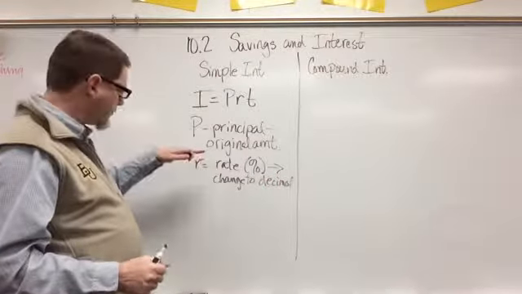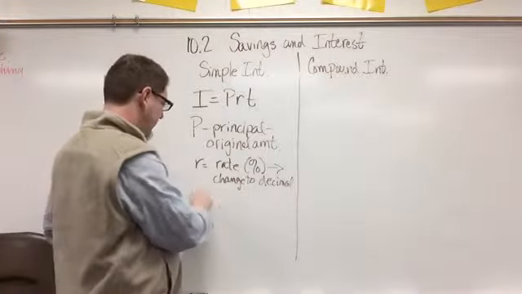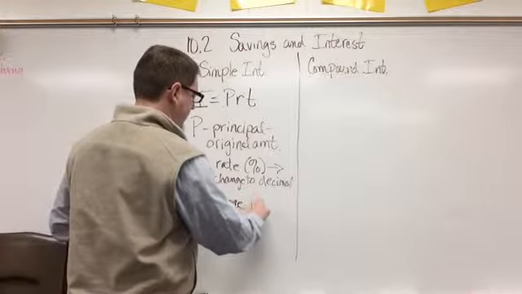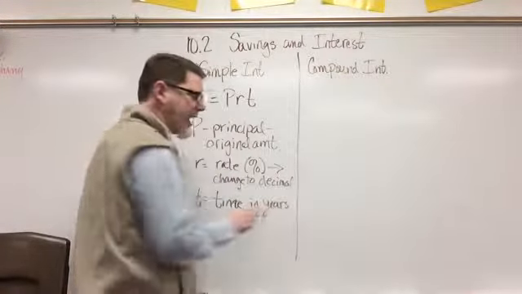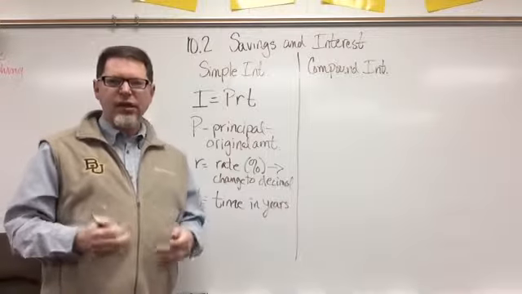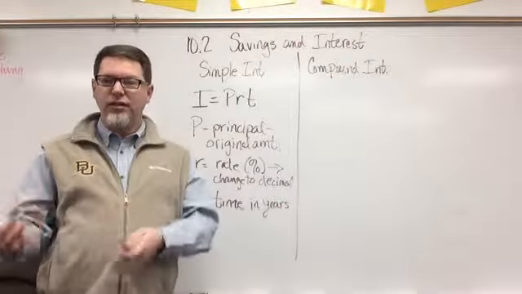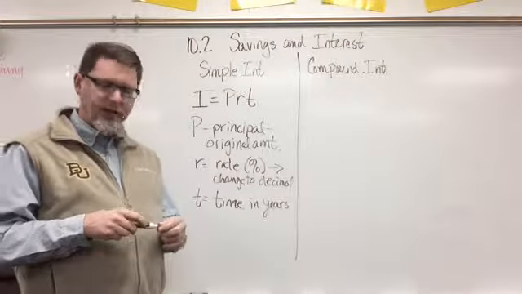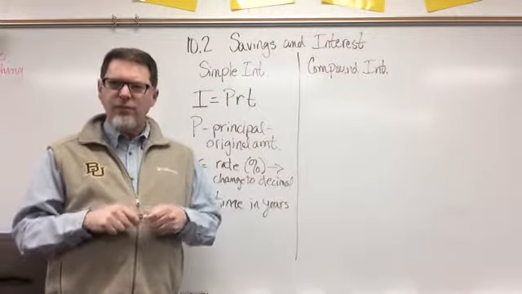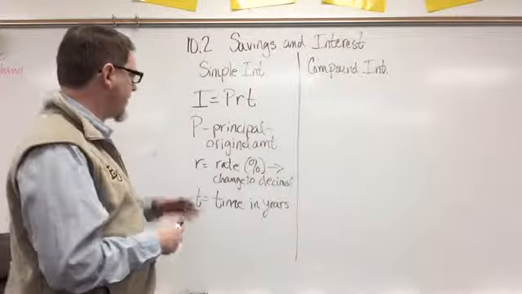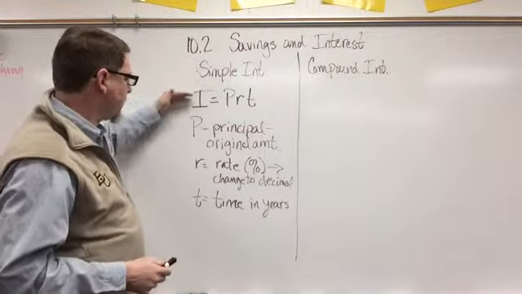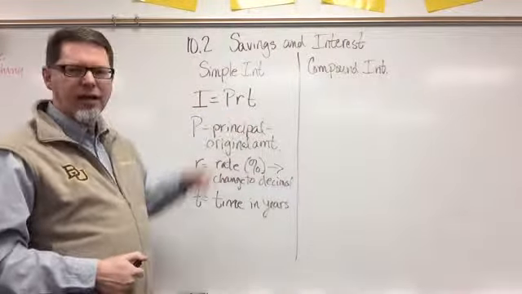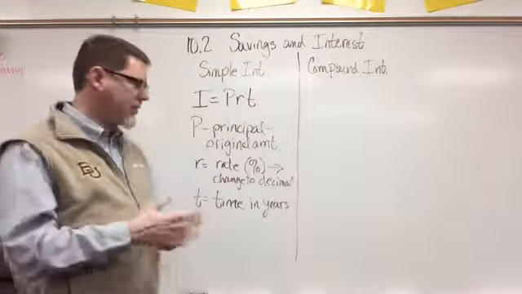And then the T is the time in years. I have to make sure that time is in years. If I'm given months, then I have to convert that to years. So I've got to make sure that the time is always given to me in years. Now let's look at a situation. With simple interest, I just take my principal, my rate converted to a decimal, and the time, and I just multiply them together. So let's look at an example.